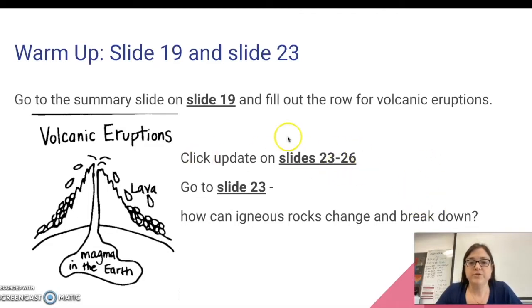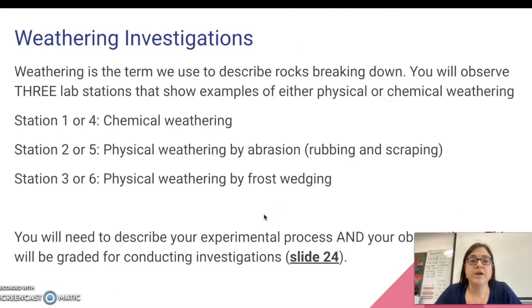And then make sure you click update on slides 23 to 26, and slide 23 is the warm-up. Okay, pause here and do that. Now when you're done, today we're talking about the process of weathering, because you probably thought about it, you may have remembered that from learning it before when you were doing the warm-up about how igneous rocks can break down.